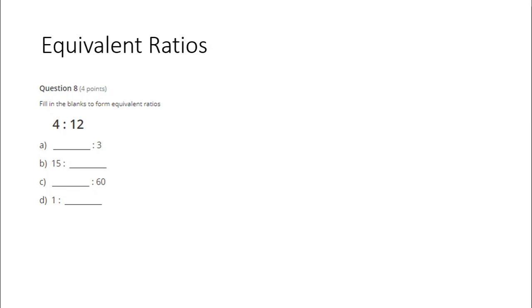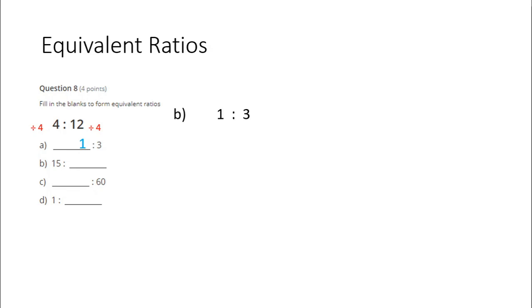So let's start with A. I can see that to go from 4 to 12 to something to 3, I must have divided 12 by something. 12 divided by 4 gives me 3. So I'll do 4 divided by 4 as well, and that gives me 1. 1 to 3. Now that ratio is actually the simplified ratio. I can't divide both sides of the ratio by any common factor without getting into decimals. So that ratio might be the best ratio to use to compare the other ratios with.